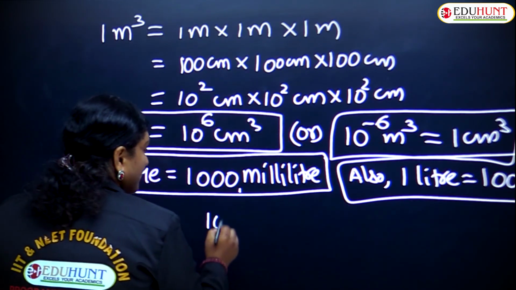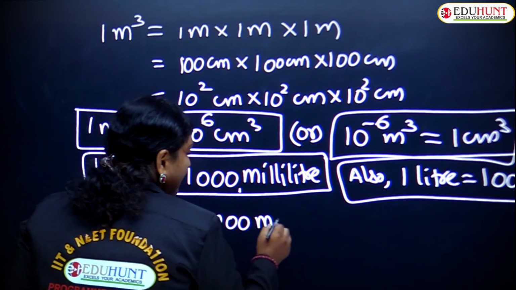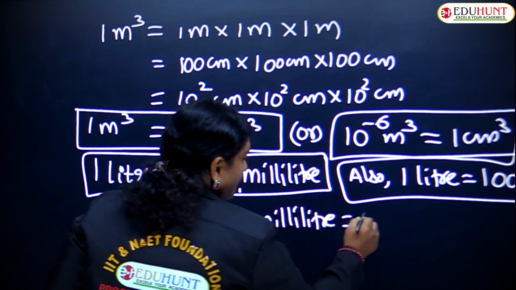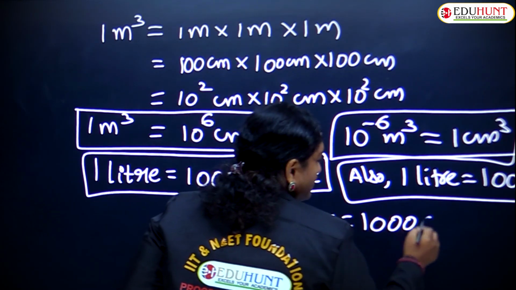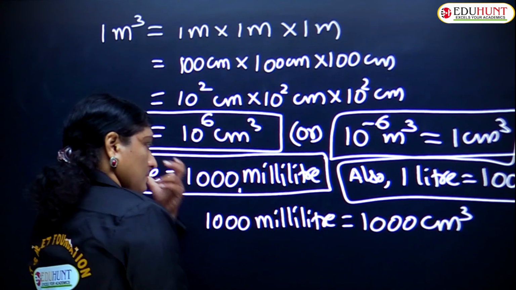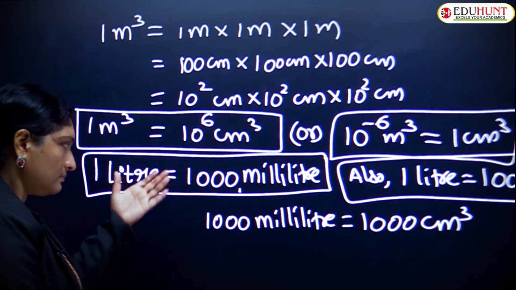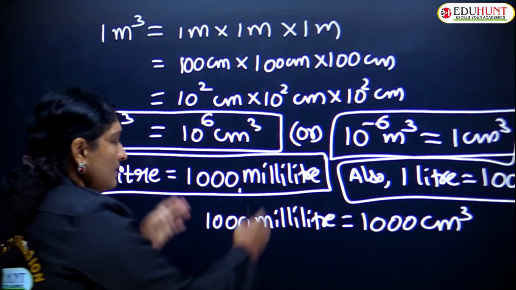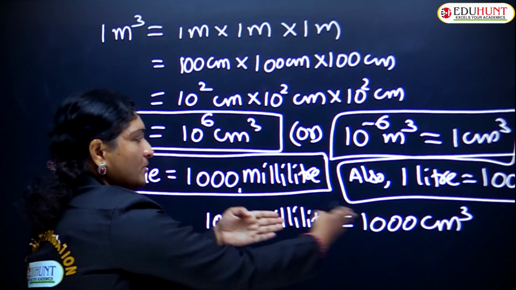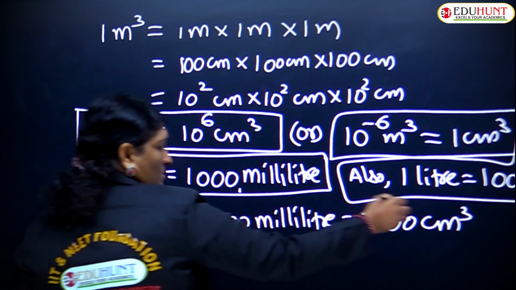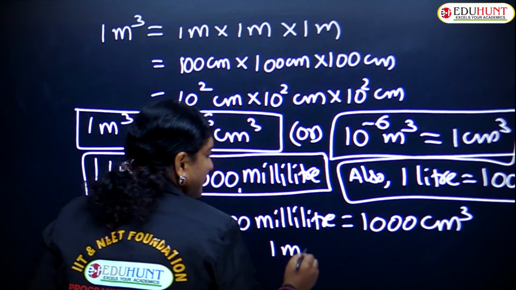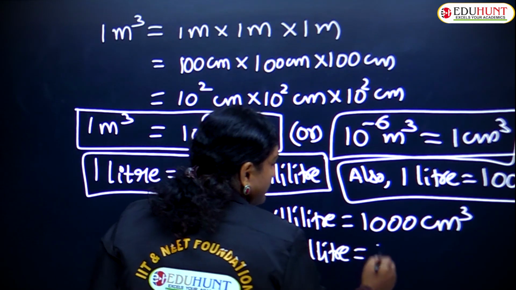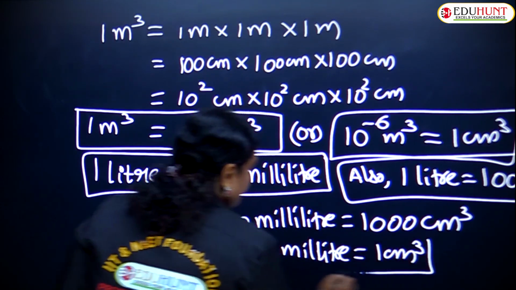Hence clearly 1000 milliliter must be equal to 1000 centimeter cube. If 10 portions equal 10 portions, then 1 portion equals 1 portion. If 1000 portions equal 1000 portions, 1 portion equals 1 portion. So the zeros all get cancelled. So clearly 1 milliliter is equal to 1 centimeter cube.